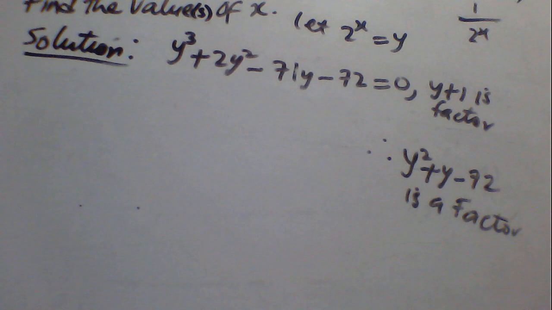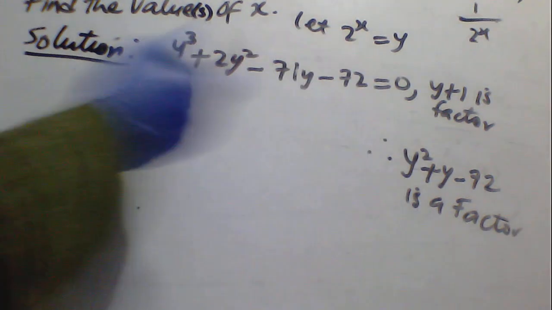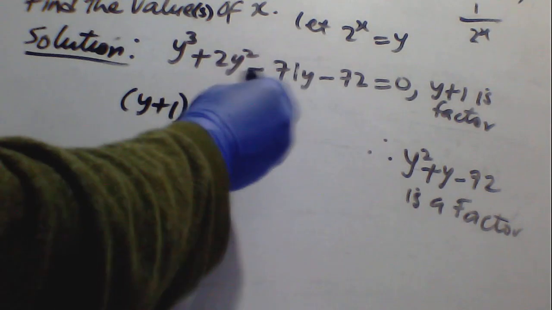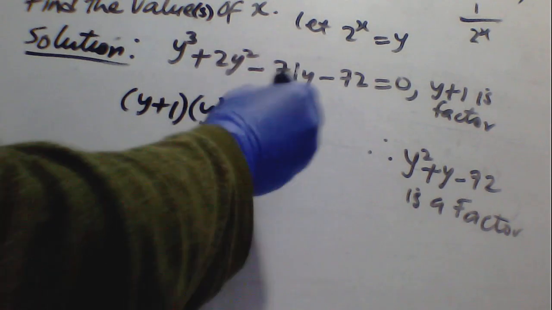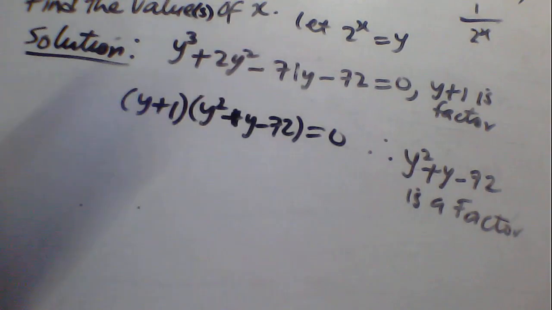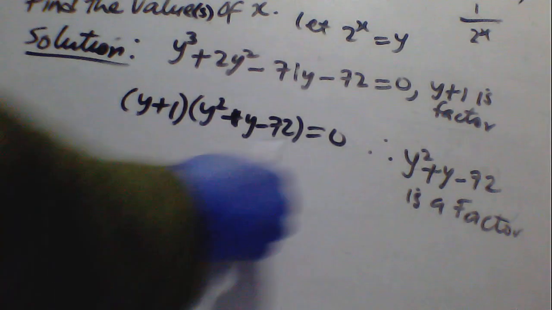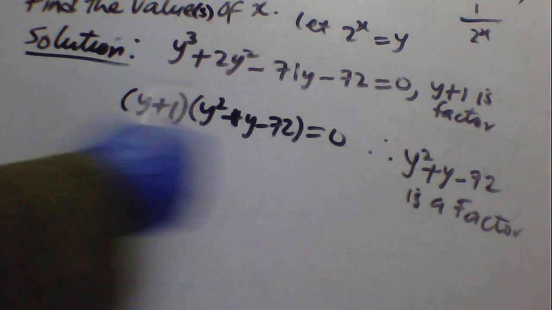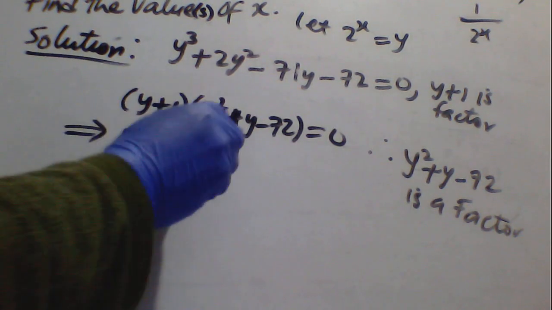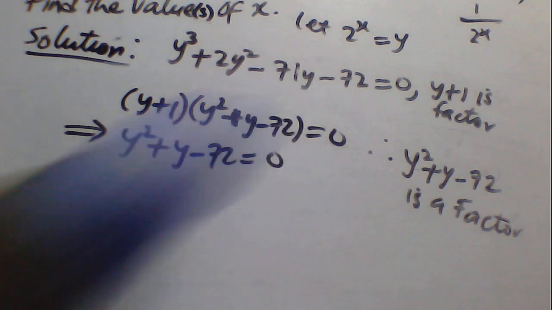So what does that mean? It means that (y + 1)(y² + y − 72) = 0. And this value here is equal to this value. So let us solve this one. To do that, we have y² + y − 72 = 0.